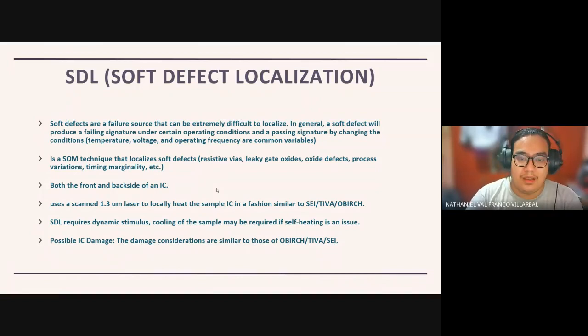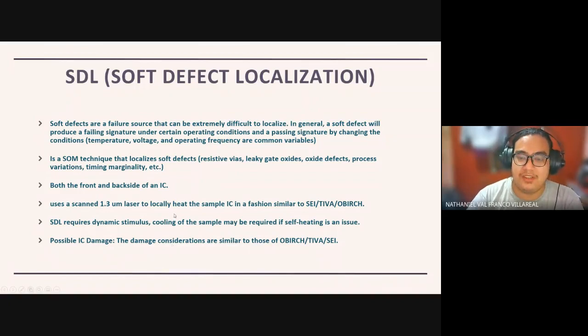So this SDL is a SOM technique that localizes soft defects. This is true for resistive vias, leaky gates, oxide defects, process variations, timing marginality, and etc. SDL can also be used for both the front and the back side of an IC. It uses a scanned 1.3 micrometer laser to locally heat the sample IC in a fashion similar to SEI, TIVA, or OBIRCH. SDL requires dynamic stimulus.